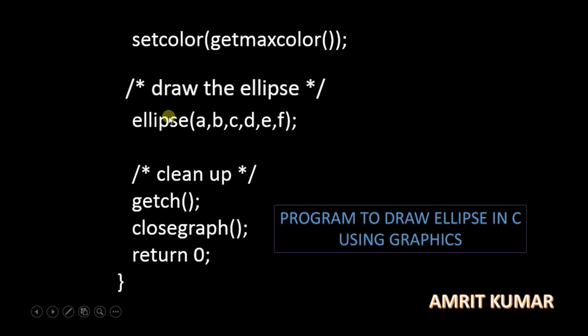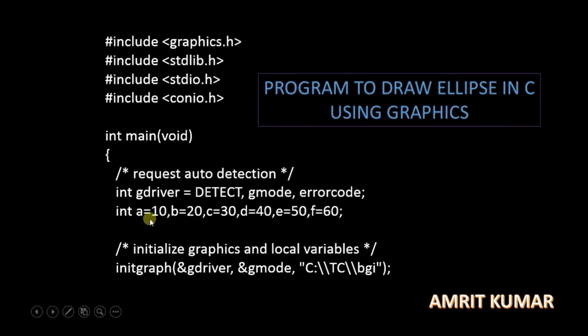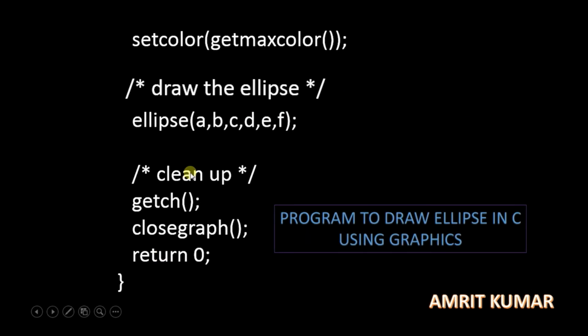Okay. After that, I am drawing the ellipse. You can see here, this is the function through which you can draw the ellipse, and this is going to help you to draw the ellipse. So this is the ellipse function. a, b, c, d, e, f are the parameters that you have seen that I passed: a equal to 10, b 20, c 30, d 40, e 50, and f 60. So with the help of the ellipse function, you can draw an ellipse.